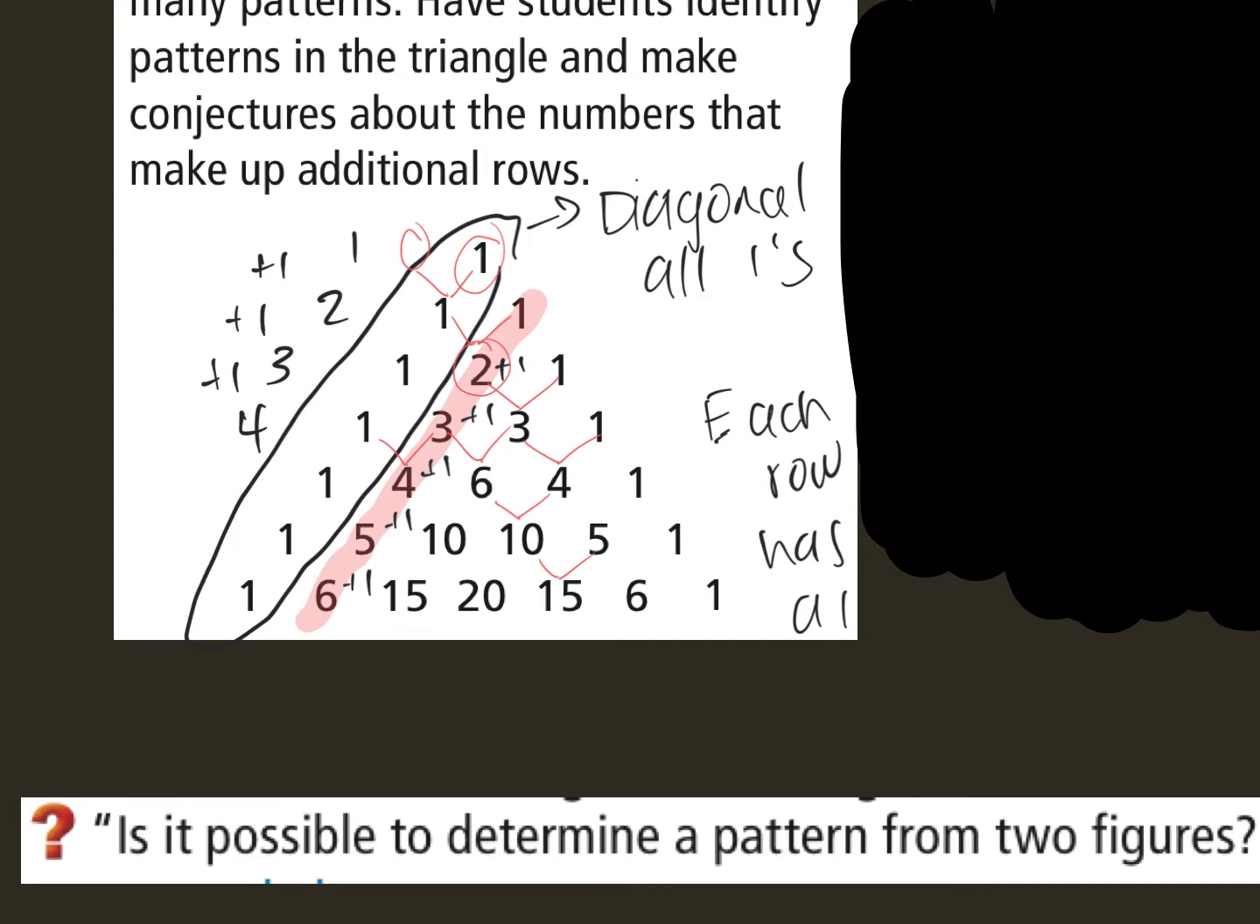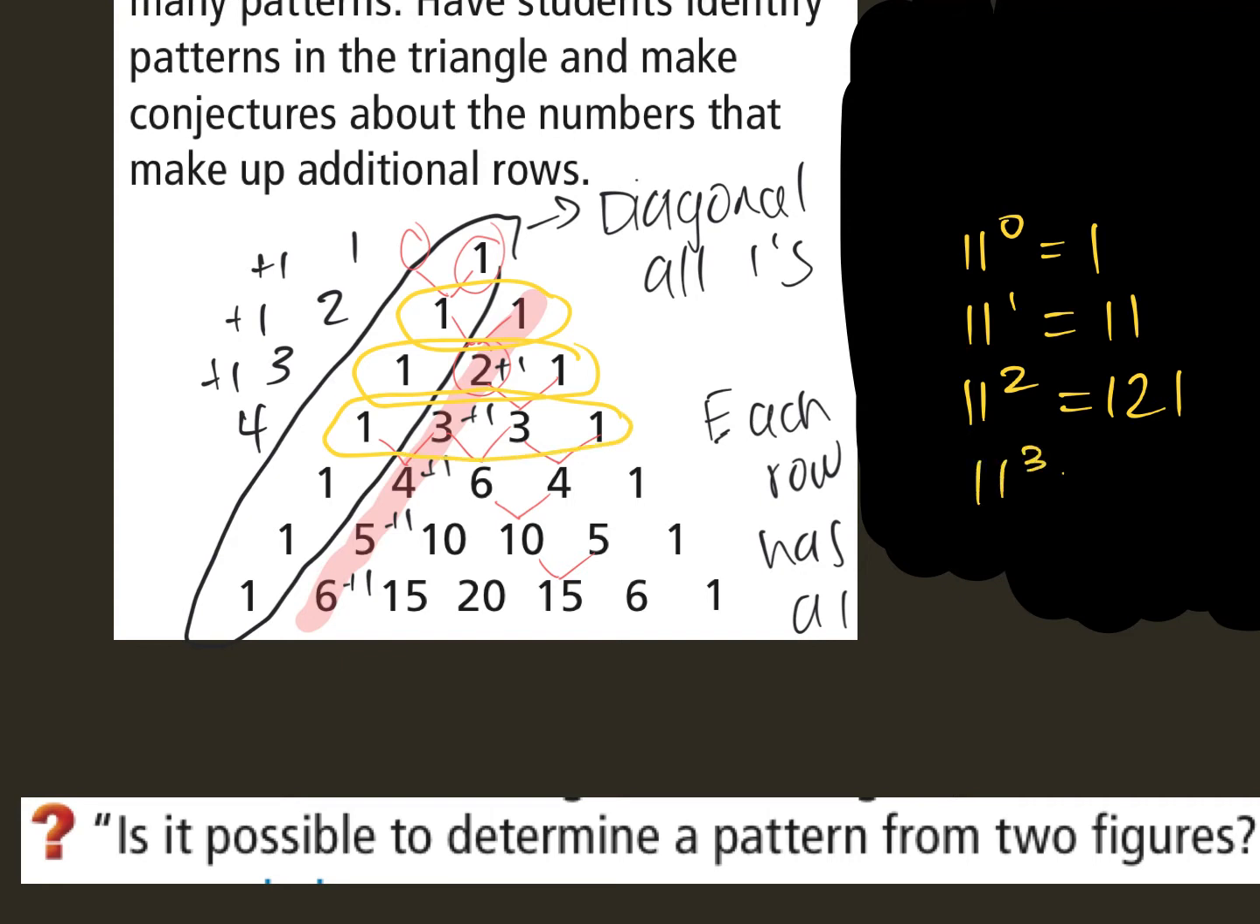This triangle is all the 11s to their powers. So start with the first row. 11 to the 0 power is what? 1. Do you guys agree that there's a 1 here? What's 11 to the first power? 11. What's 11 squared? 121. You guys can check me. Take out a calculator. What's 11 to the third power? 1,331. 11 to the fourth power?